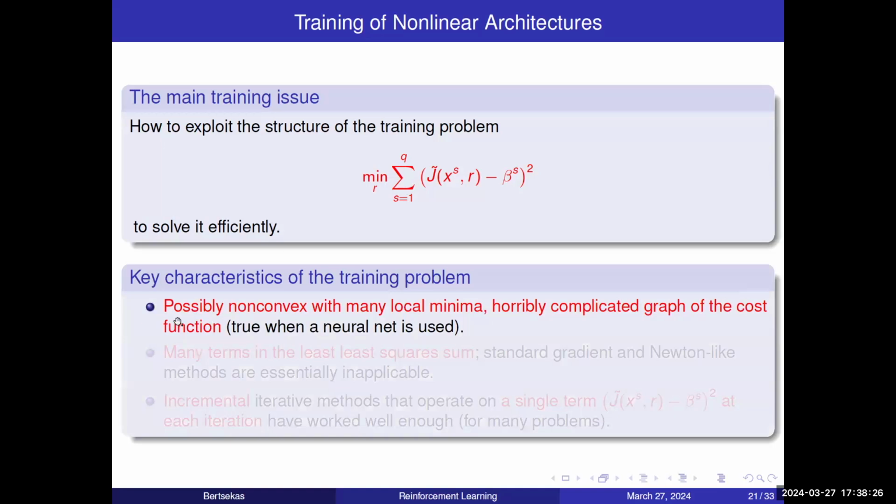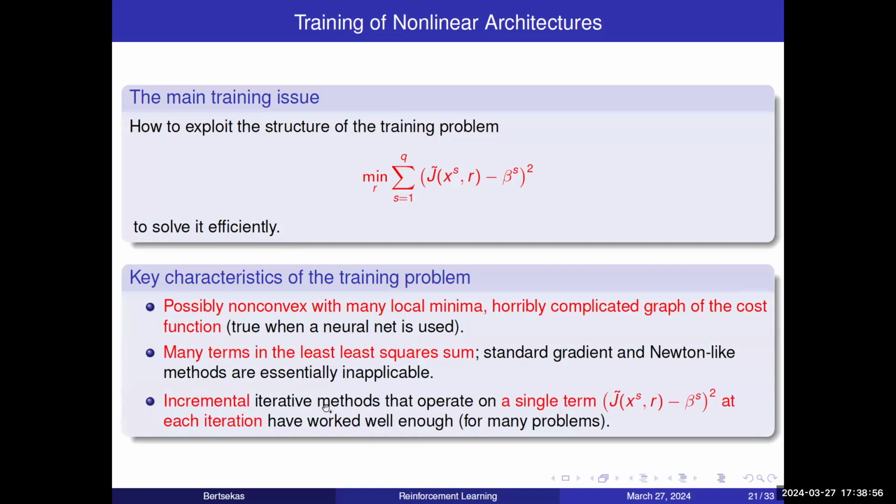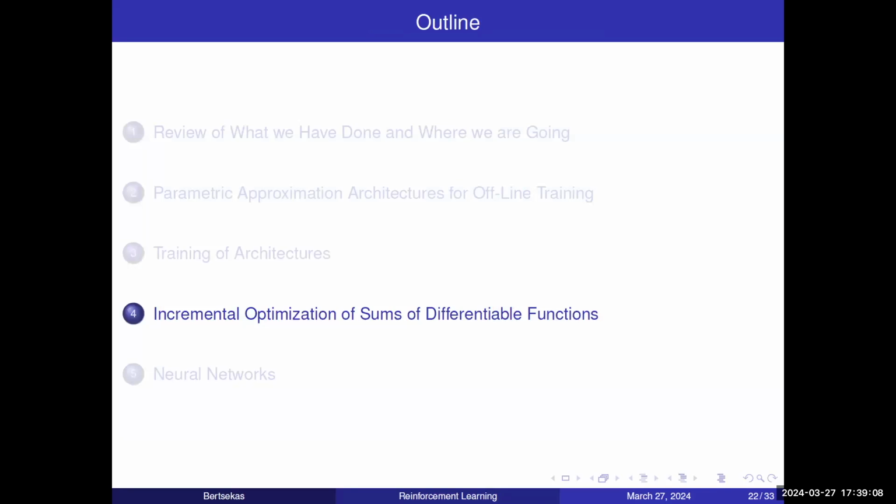it's possibly non-convex with many local minima, and it can have a horribly complicated graph of the cost function, especially when a neural network is used. There are many terms in the least squares sum, where Q is very large. This makes standard gradient and Newton-like methods essentially inapplicable. As a result, incremental iterative methods that operate on a single term at each iteration have worked well enough for a lot of problems.